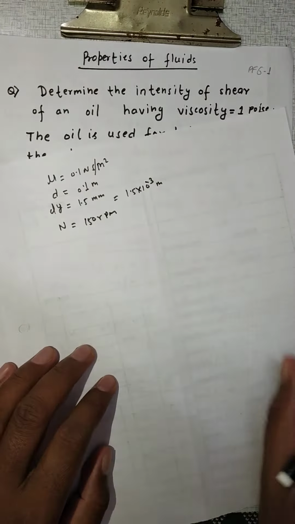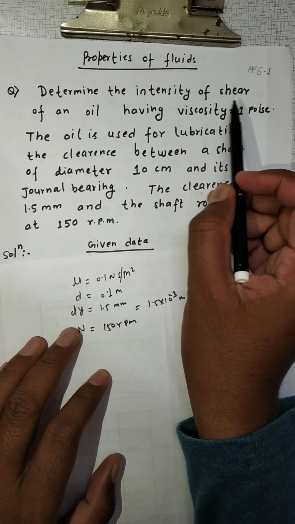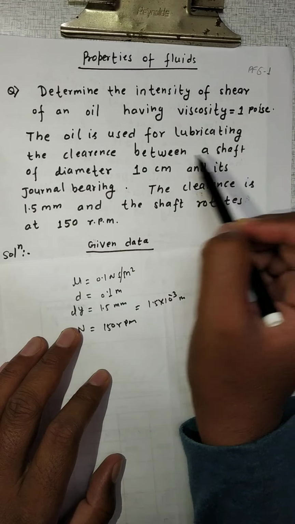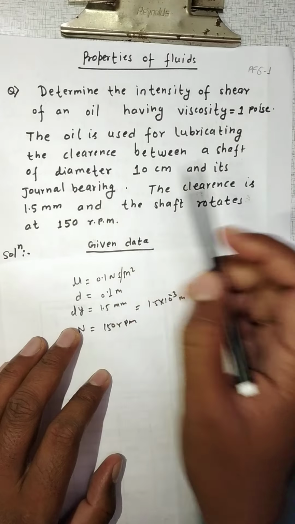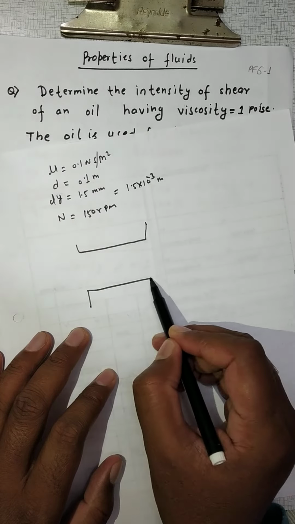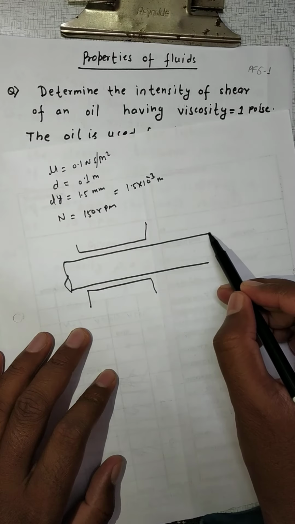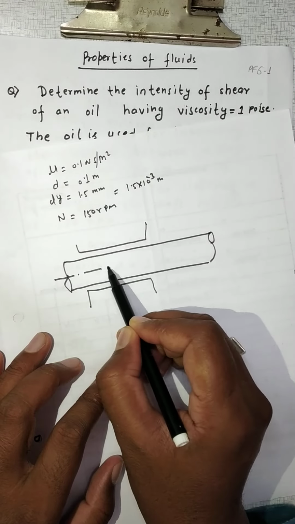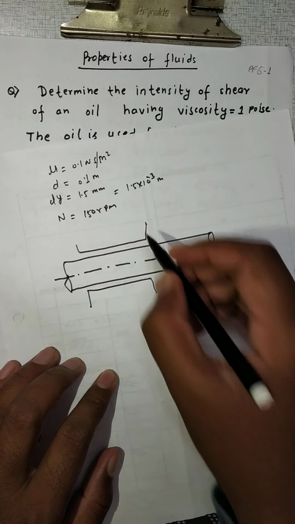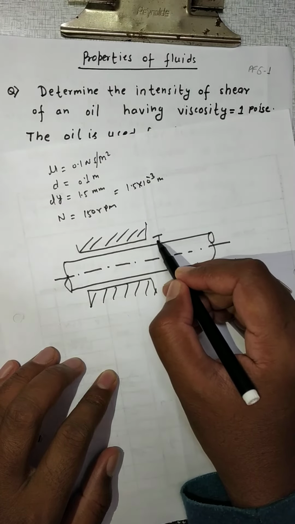Now we know that friends, it is saying here: determine the intensity of shear of an oil having viscosity one poise. The oil is used for lubricating the clearance between a shaft and its journal bearing. So it is talking about friends, this journal bearing, this is the journal bearing and this is the shaft. Okay friends, this is shaft and this is the journal bearing. And this is the clearance.